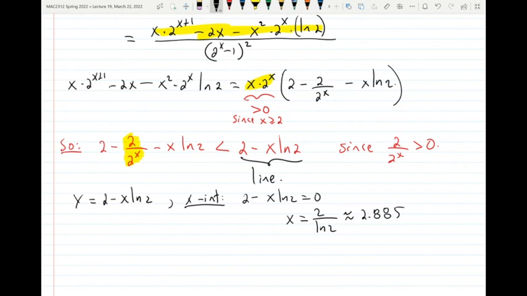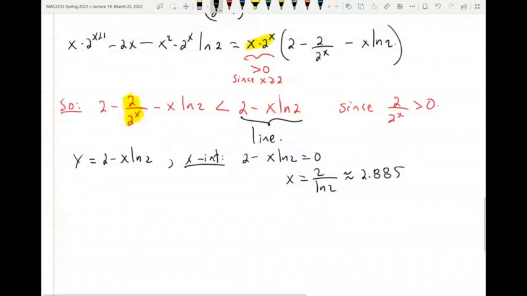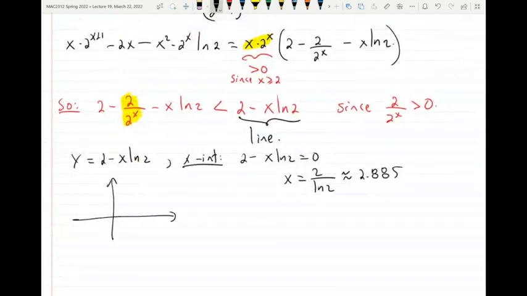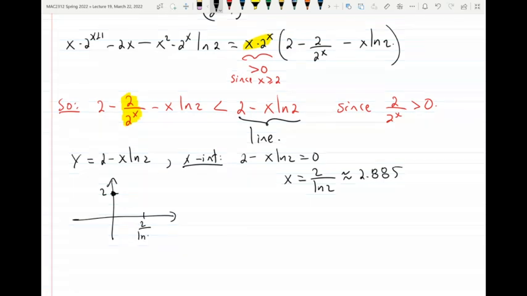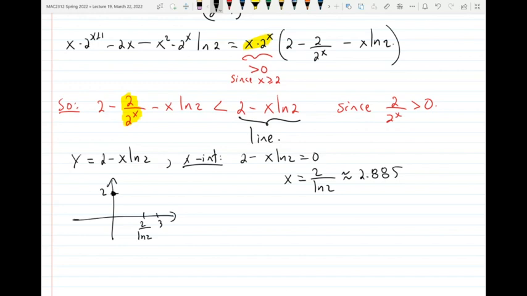So certainly when x is 3, we're already below the x-axis, right? So if you think about the graph of this, how does it look? Here is 2, that's your y-intercept. Then over here we have this 2 over ln of 2. And remember, 3 is over here, and then this is a line that goes down.